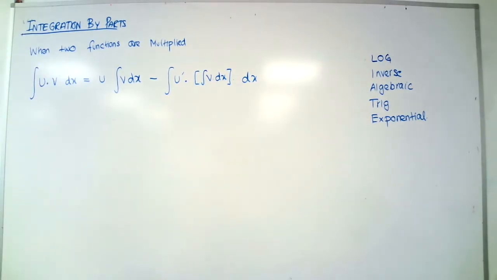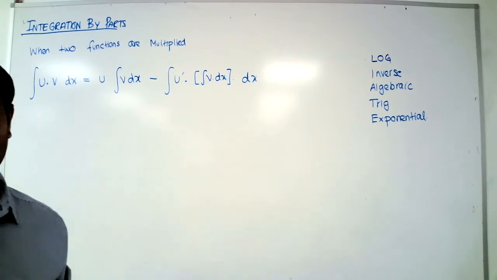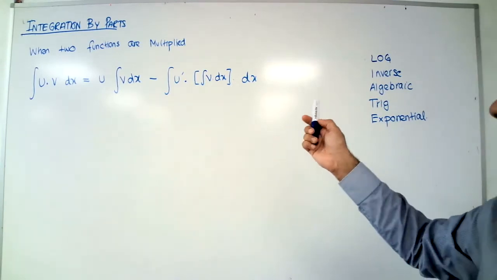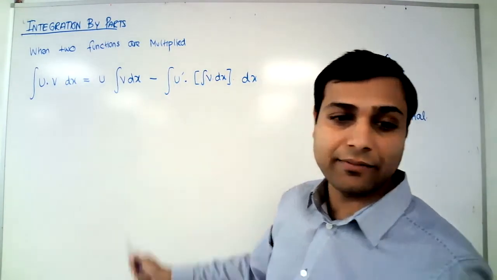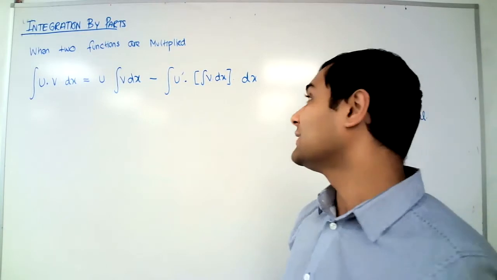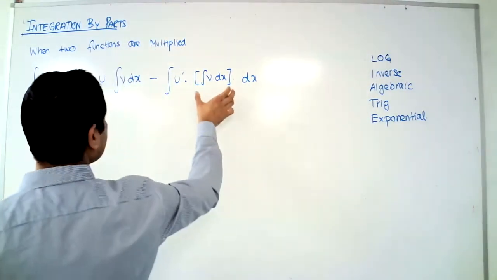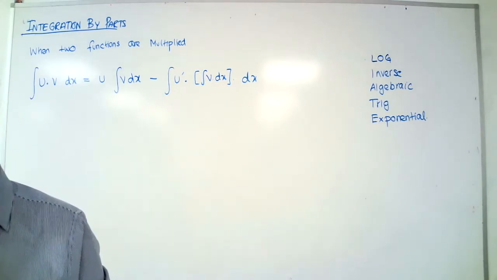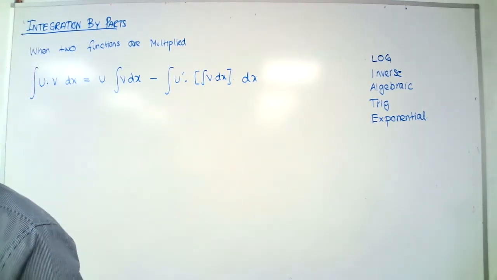u is a function and v is a function as well. u dash is the derivative. So u dash is the derivative, that one is the derivative of the function u. Okay. Now, how do we choose which one is u and which one is v?